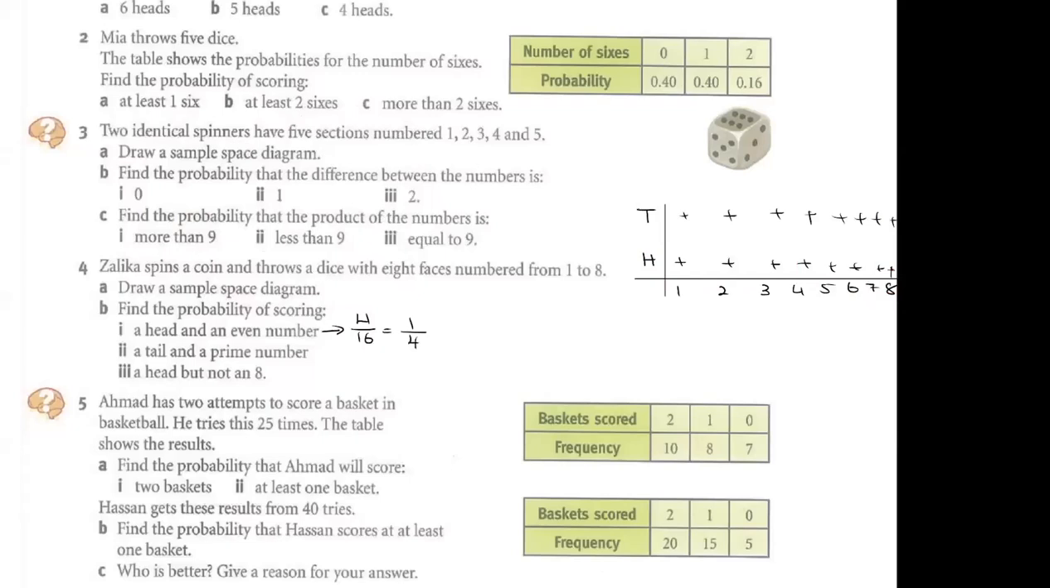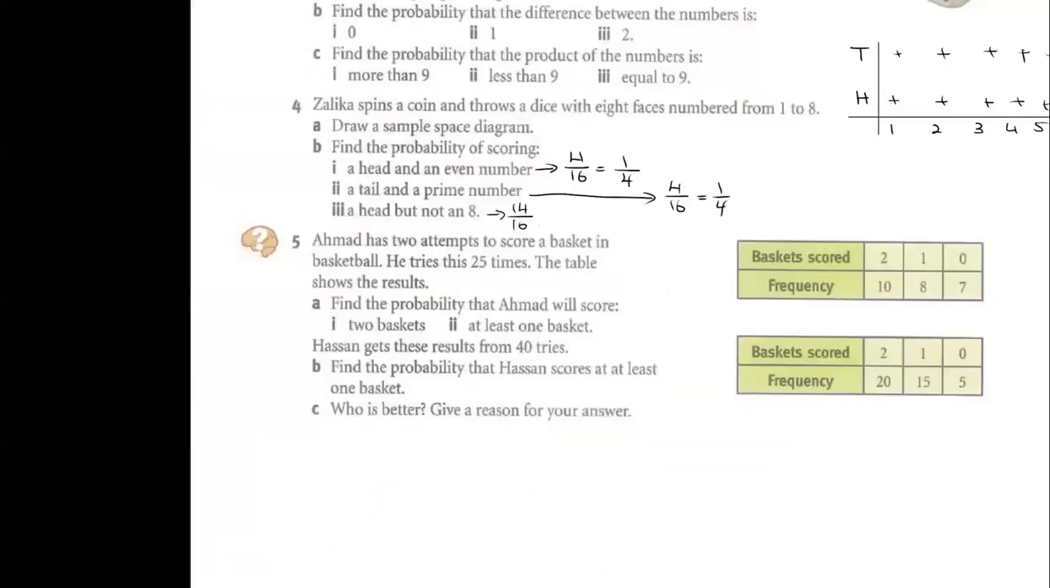A tail and a prime number. Prime numbers are 2, 3, 5, and 7. 1, 2, 3, 4. And tail, also the same. 4 over 16, 1 over 4. Not an 8. So everything but not these 2. So it should be 14 over 16, because we don't want these 2 only. Then you can simplify it to be 7 over 8.